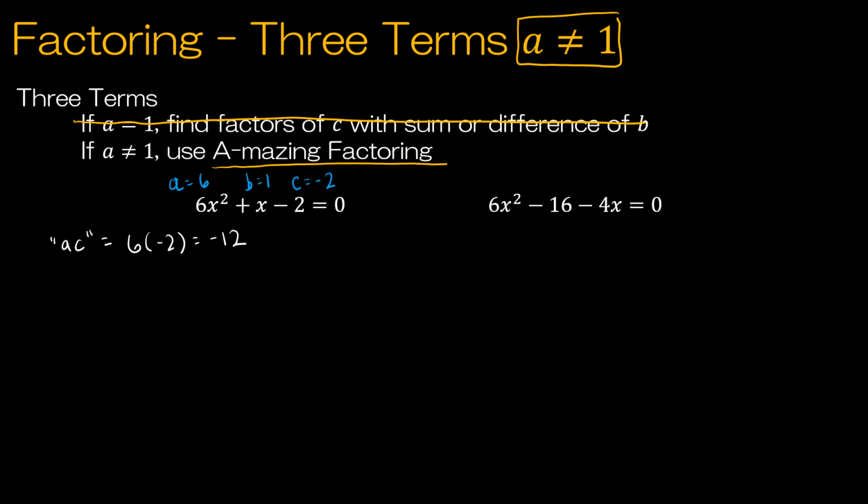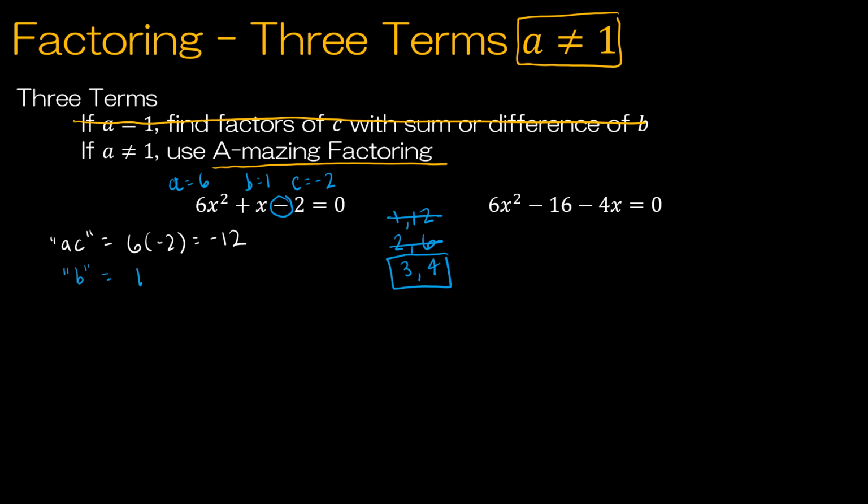So what numbers multiply to 12? I have 1 and 12, 2 and 6, 3 and 4, and that's all I got. Just as I did before, now I'm going to look at the b value. My b value is 1, and this is a negative, so I'm looking for a difference of 1. So a difference of 11, a difference of 4, a difference of 1. So I must be using 3 and 4.